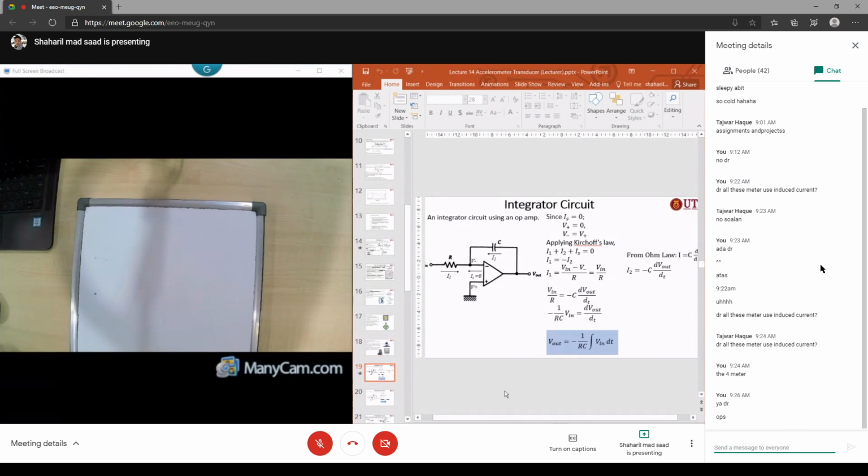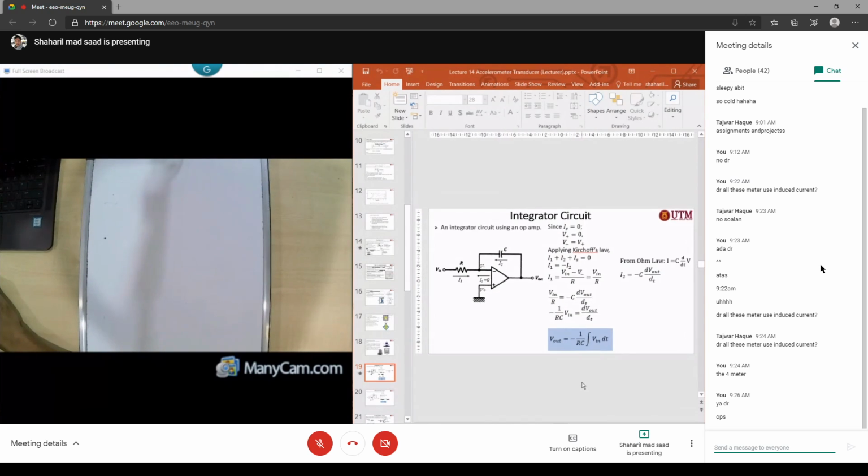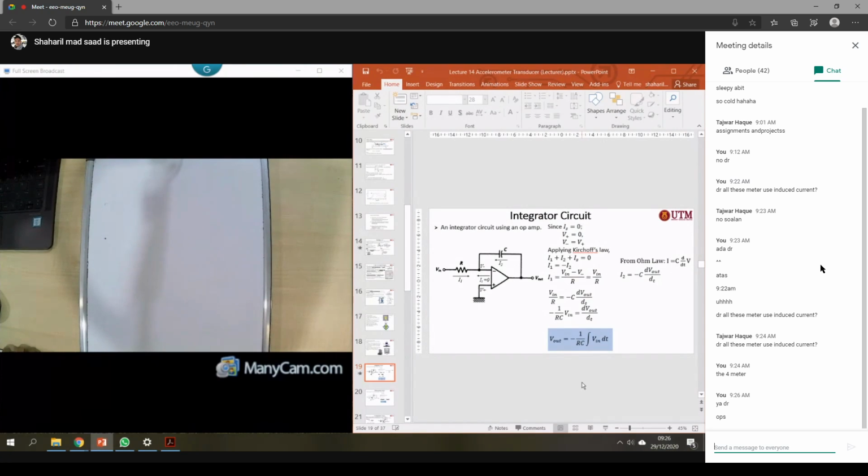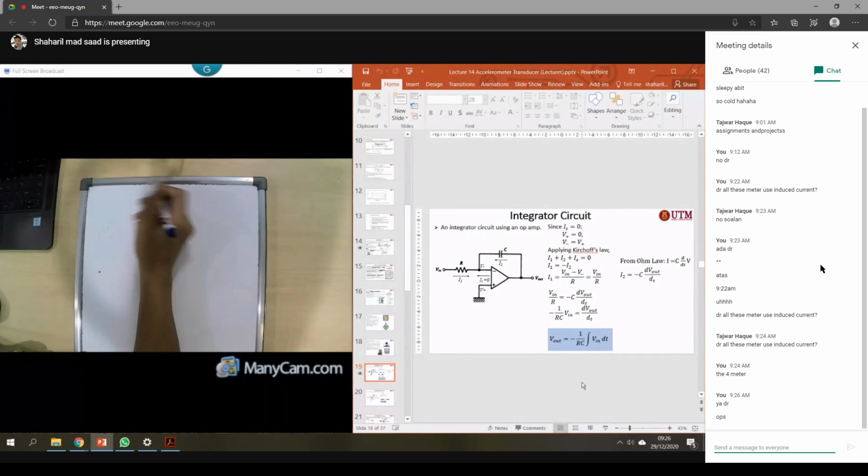Now it comes to the calculation part. Integrated circuit. Okay. Last time we learned about signal conditioning. For the accelerometer transducer, there is a signal conditioning that you will use. We call it the integrated circuit. So let me remind you.